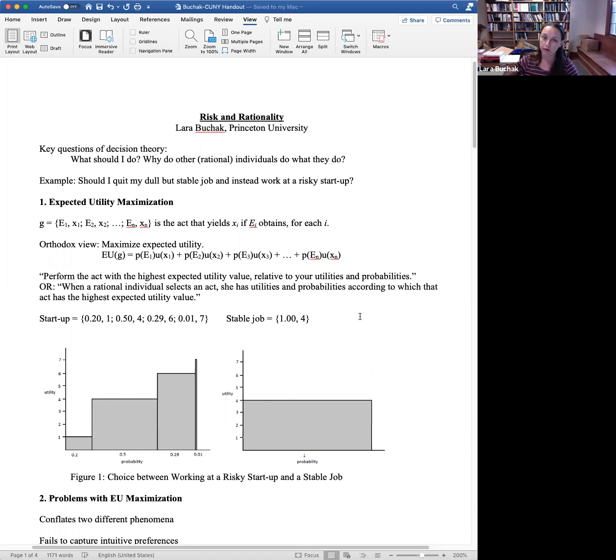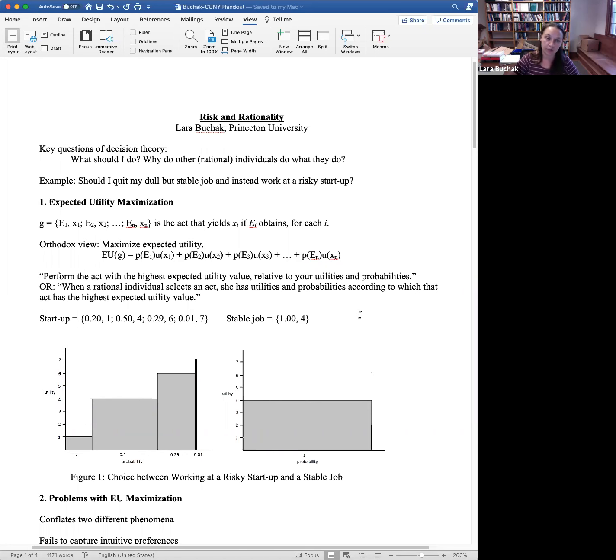For example, quitting your dull but stable job to work at a startup. We can write it as: in the state in which the startup fails, you merely scrape by. In the state in which you have low success, you have enough money but a long and boring workday, and so forth. And let's say that sticking with your current job has only one possible state of the world, you know what it is, to simplify things, and it's you have enough money but a long and boring workday. Okay, so the orthodox view is that the value of a gamble is its expected utility value.